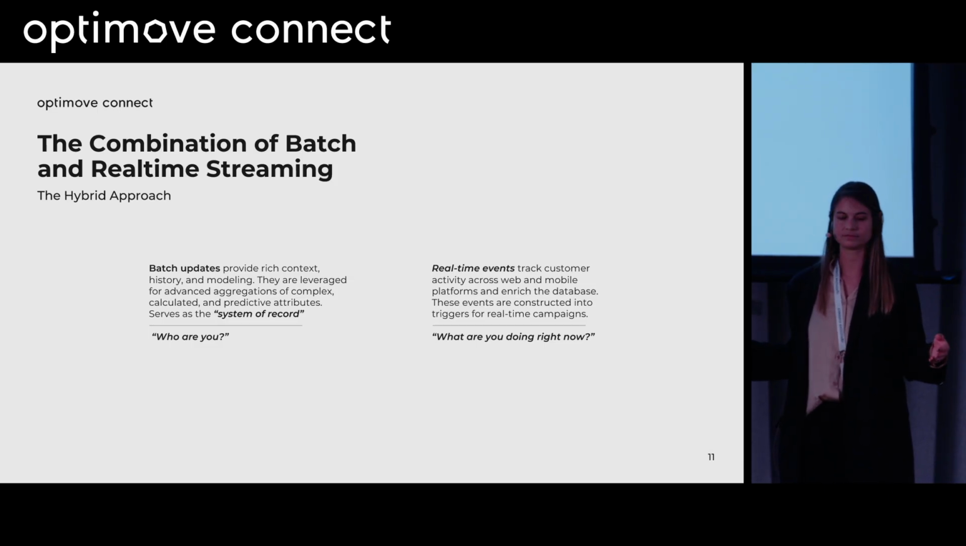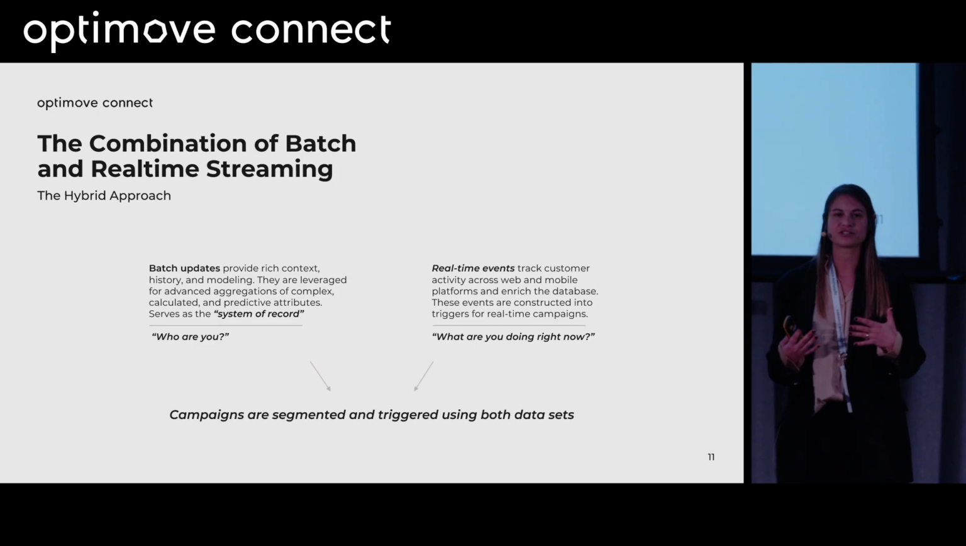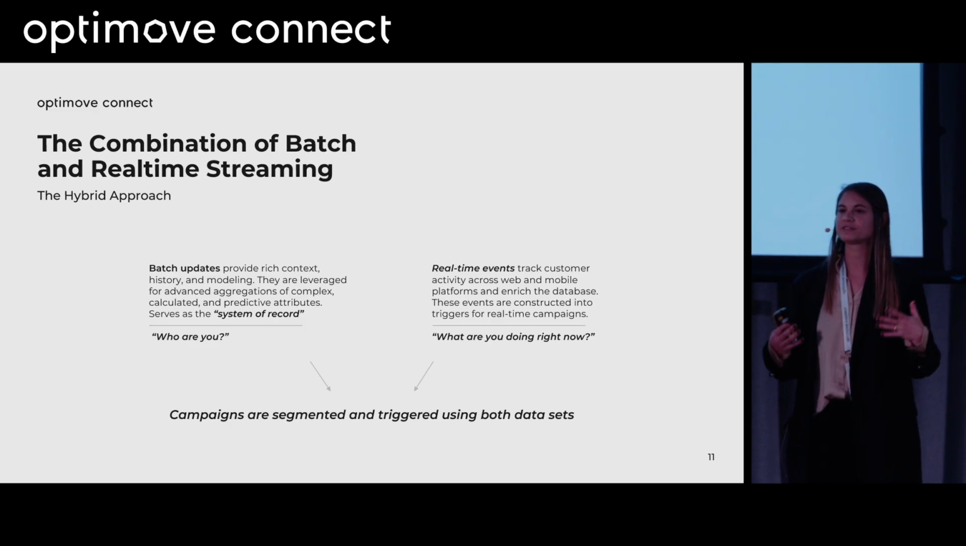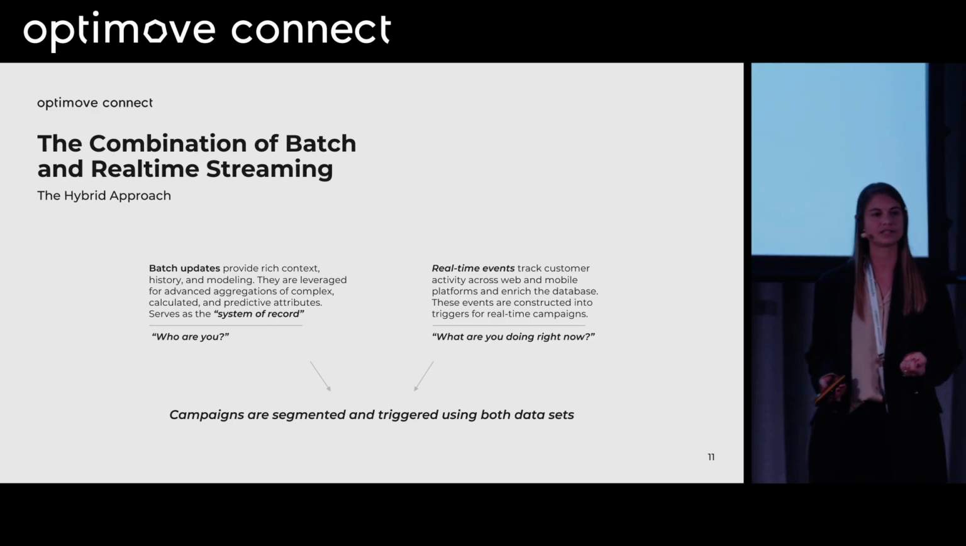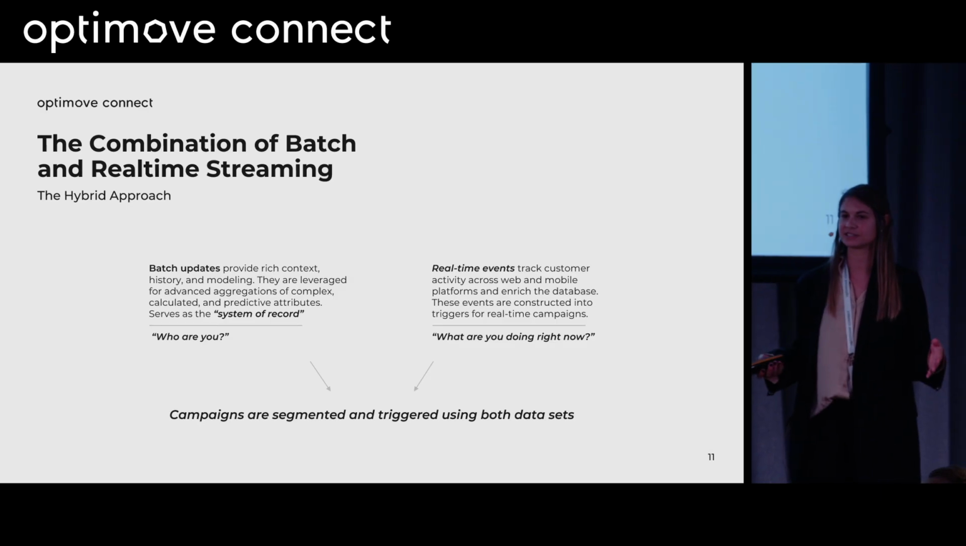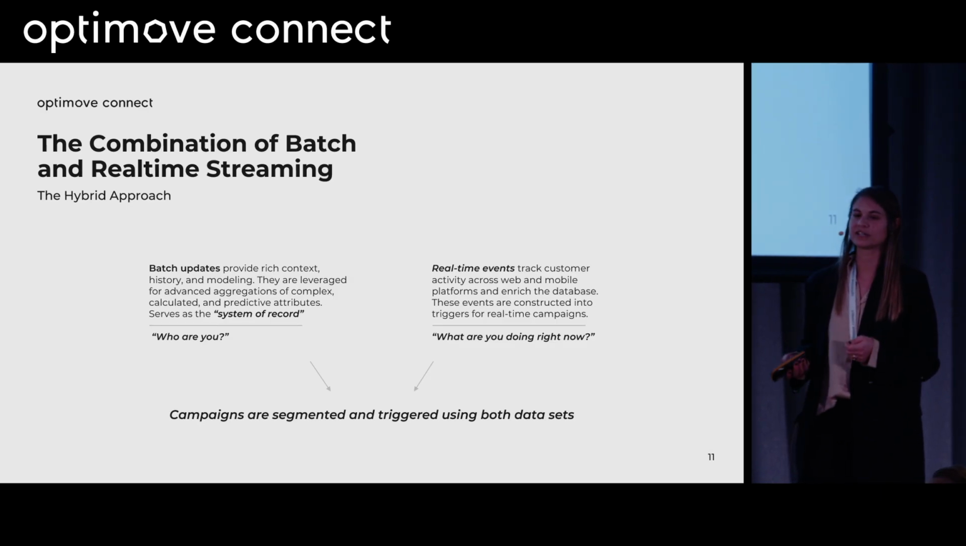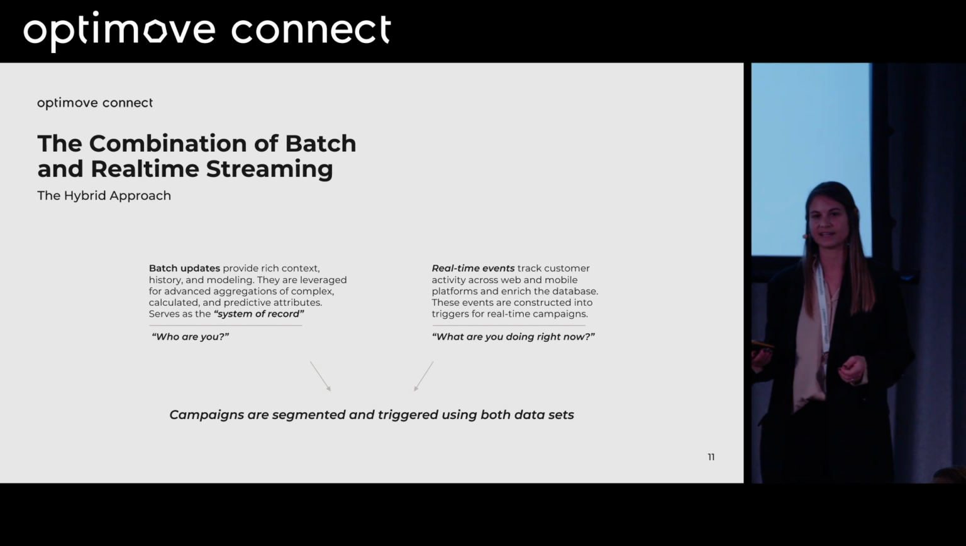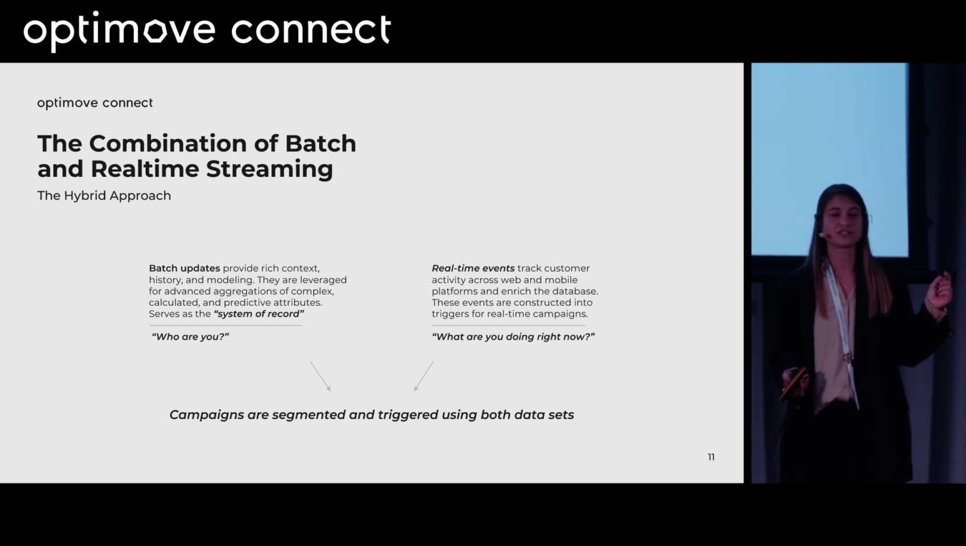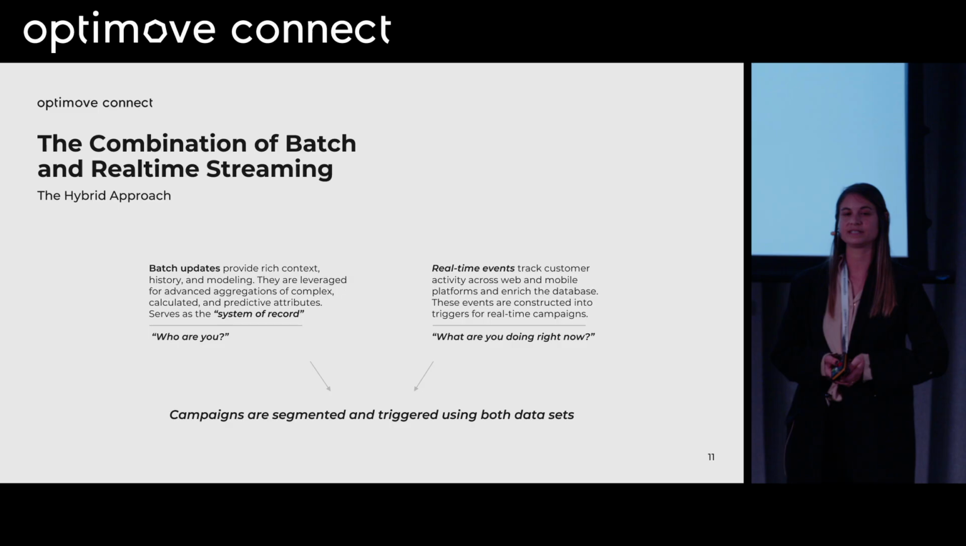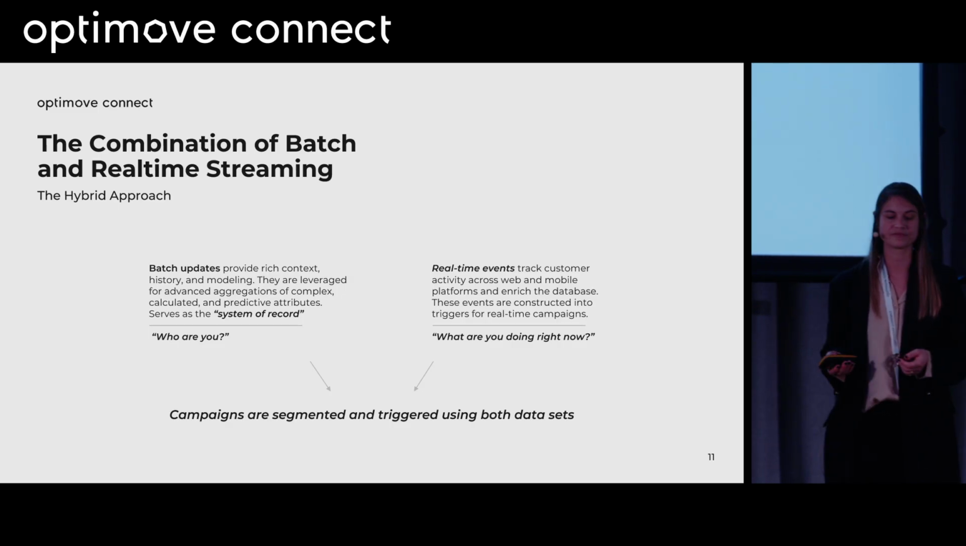So why combine them? When we integrate batch and real-time data, we create a very powerful synergy that gives us more insight into customers' behavior, enhances our decision-making, and enables us to create campaigns that are both rich in context and timely. So this combination ensures that every campaign that we send out is highly personalized, relevant, and impactful, leveraging the strength of both of these data sets.